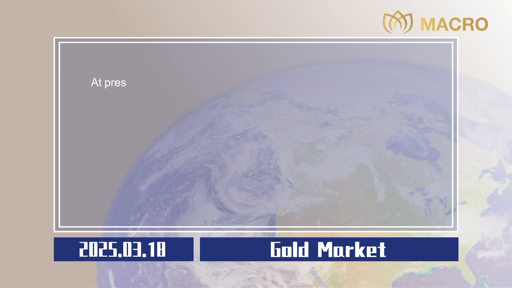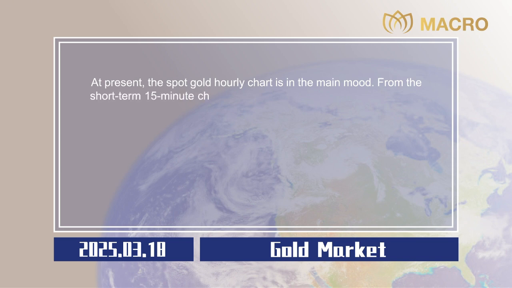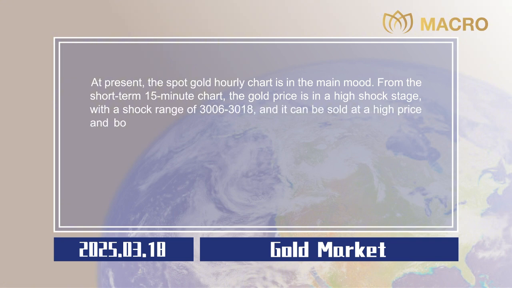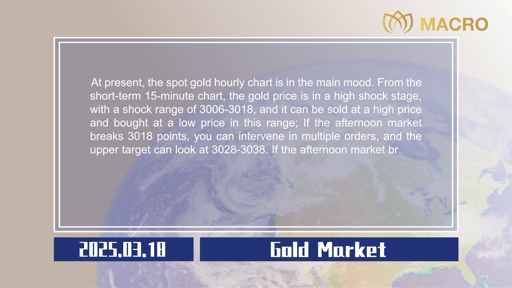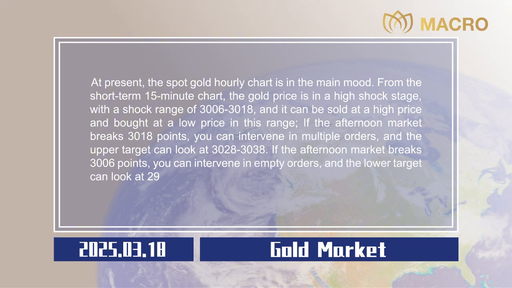Gold market. At present, the spot gold hourly chart is in a bullish mood. From the short-term 15-minute chart, the gold price is in a high shock stage, with a shock range of 3006 to 3018, and it can be sold at a high price and bought at a low price in this range. If the afternoon market breaks 3,018 points, you can intervene in long orders, and the upper target can look at 3028 to 3038. If the afternoon market breaks 3,006 points, you can intervene in short orders, and the lower target can look at 2996 to 2986. Stop losses are all $5.